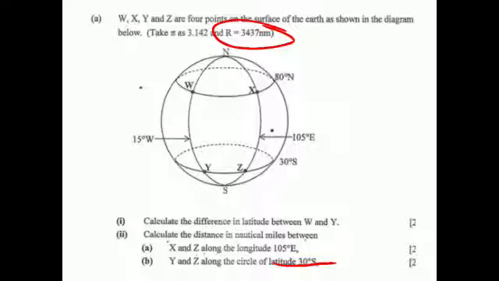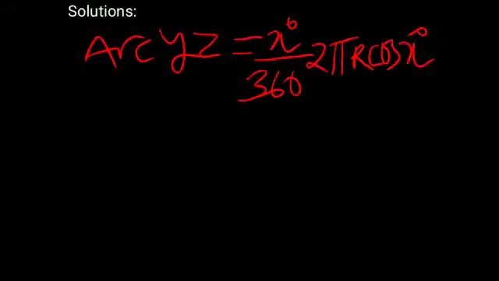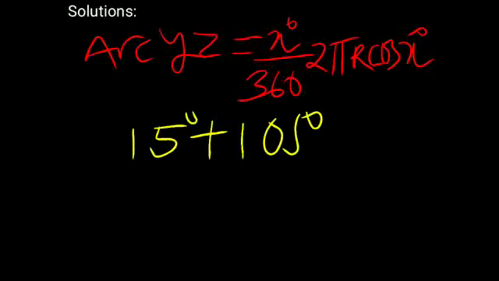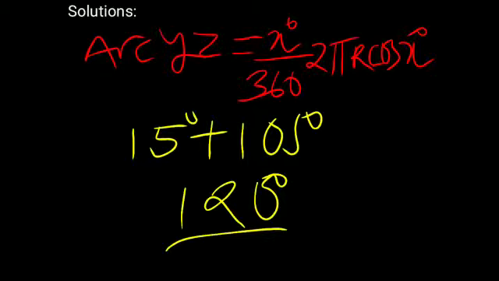Point Y is lying on 15 degrees west and Z is lying on 105 degrees east. Therefore, I would say 15 degrees plus 105 degrees. That will give us 120 degrees. So we found this angle here as 120. So we are going to replace that.